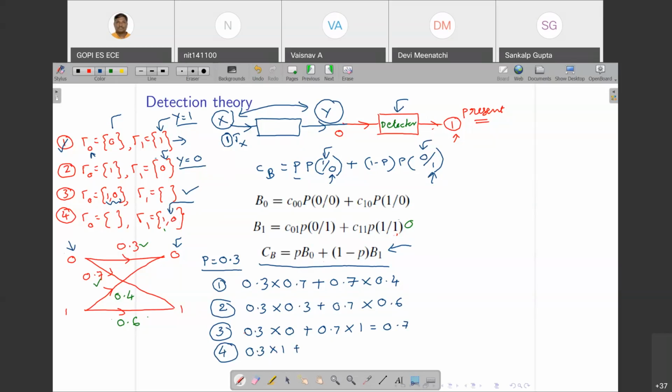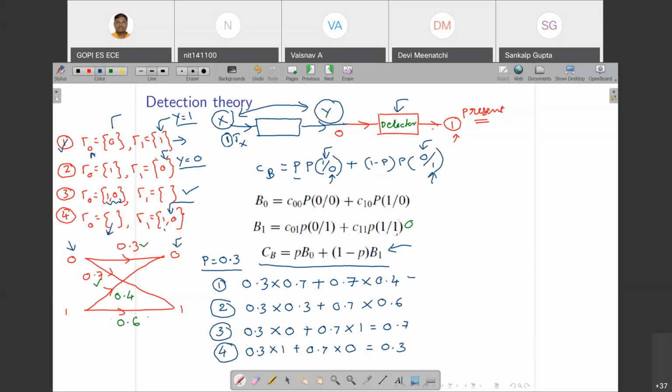And when it comes to the next case, you get this 0.7 into this probability of the detector declaring that it is 0 when 1 is transmitted, right? Declaring 0 means for what values of y you are going to declare that it is 0. So it is null here. This is not going to happen because you are going to get either 1 or 0 in that case. So this probability is actually becoming 0. So you are getting that final result as 0.3.